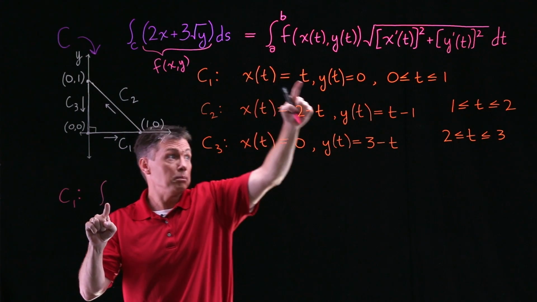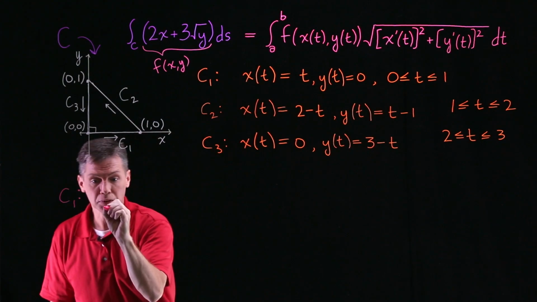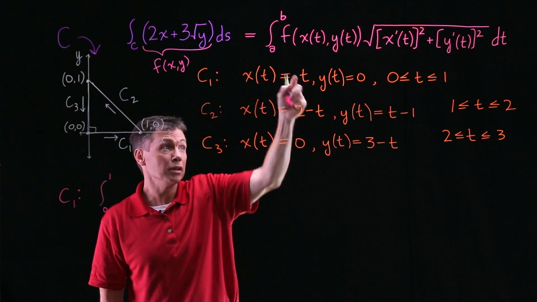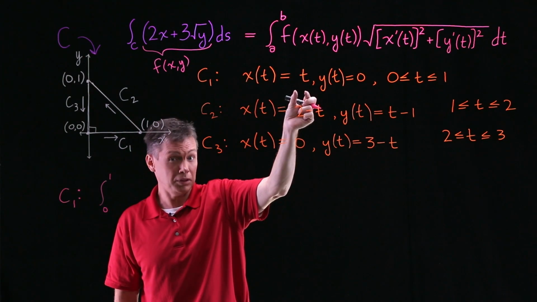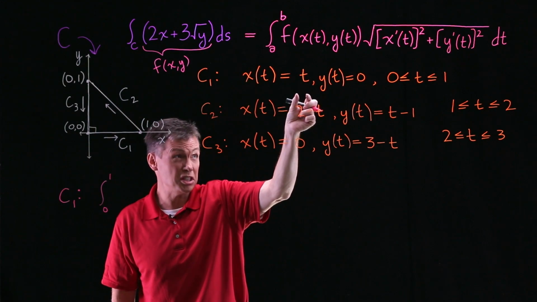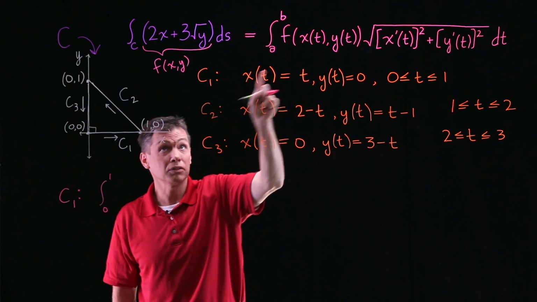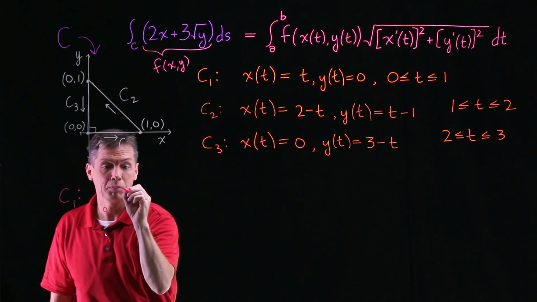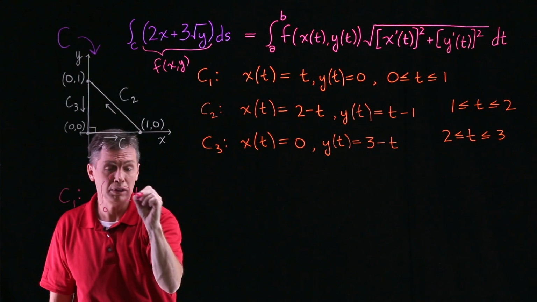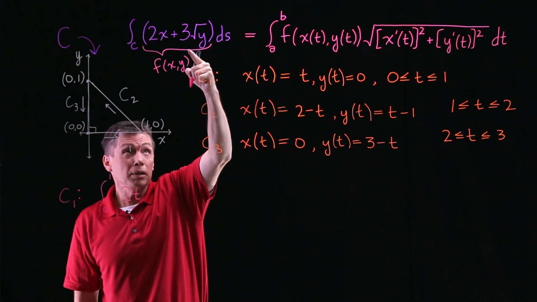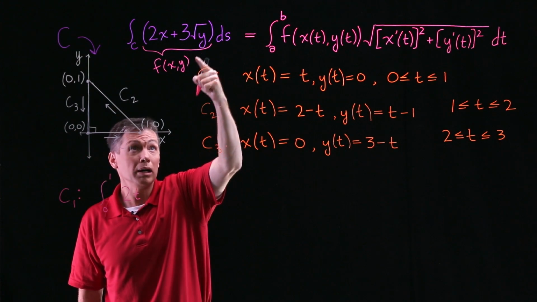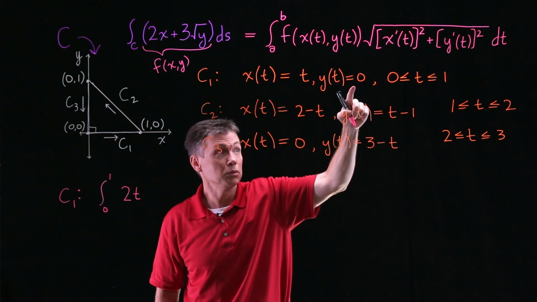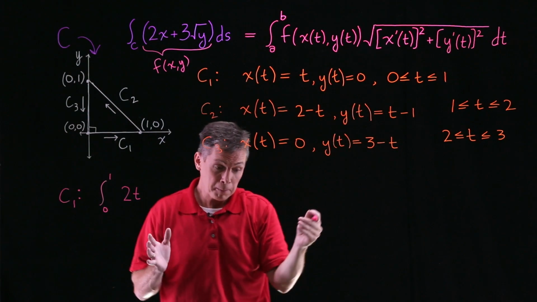For c sub 1, this is what the integral is going to look like. The limits of integration, a to b, those come from your t values. I'm going to go from 0 to 1. That f of, we take x of t, which in this first branch is just t, and we put that in for x, the first coordinate, the first input, which is right there then. So I end up with a 2t for that, plus 3 square root of y, but what you're plugging in for y is the y of t, which is 0.